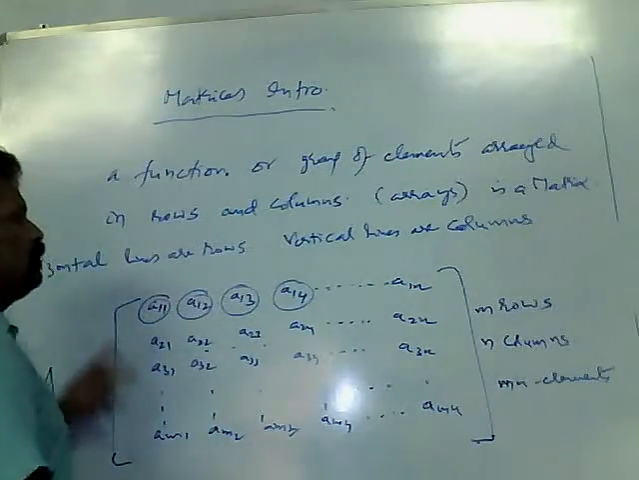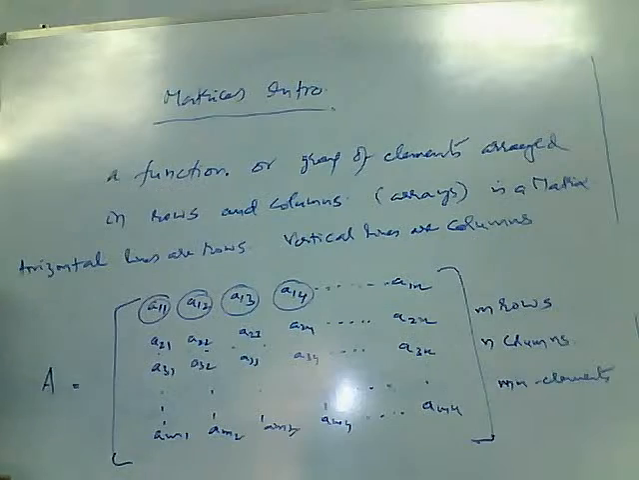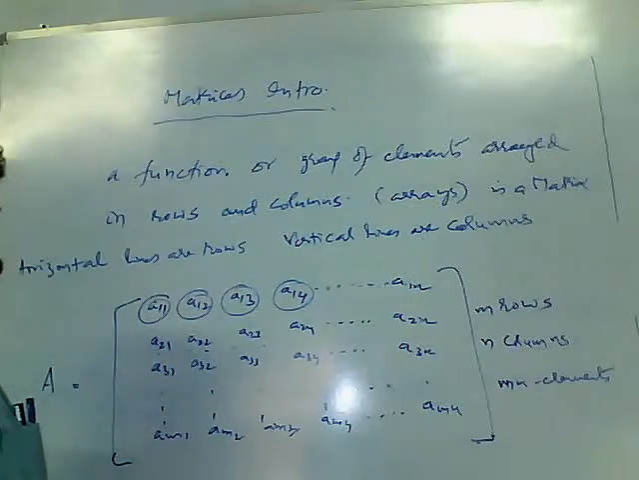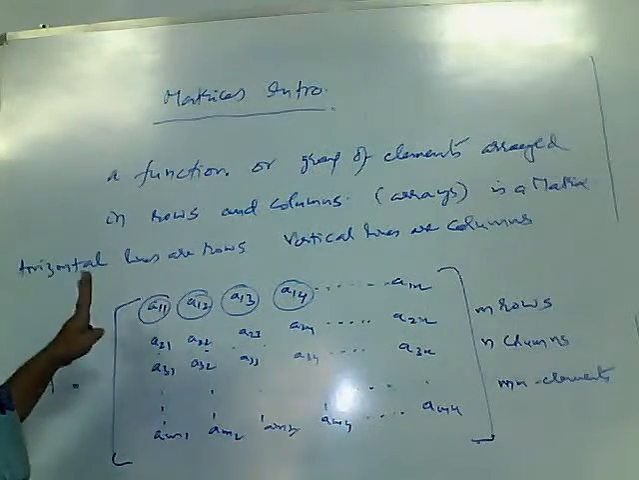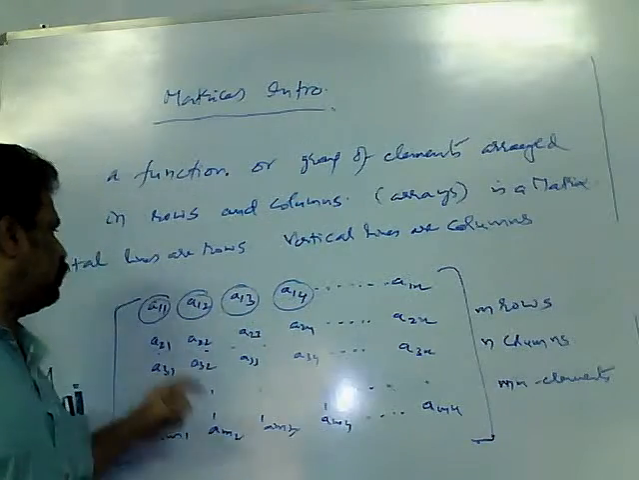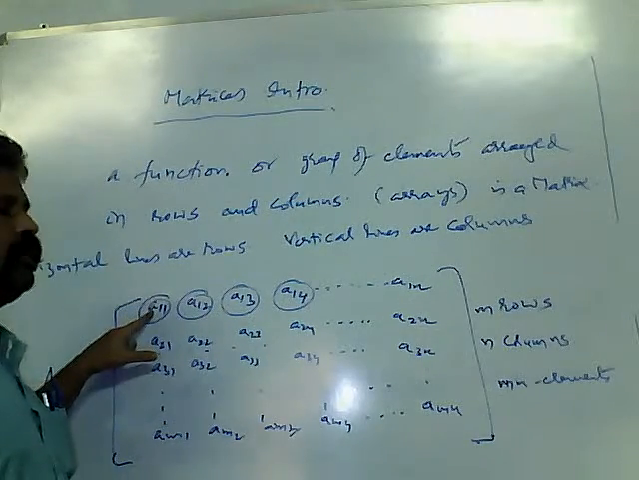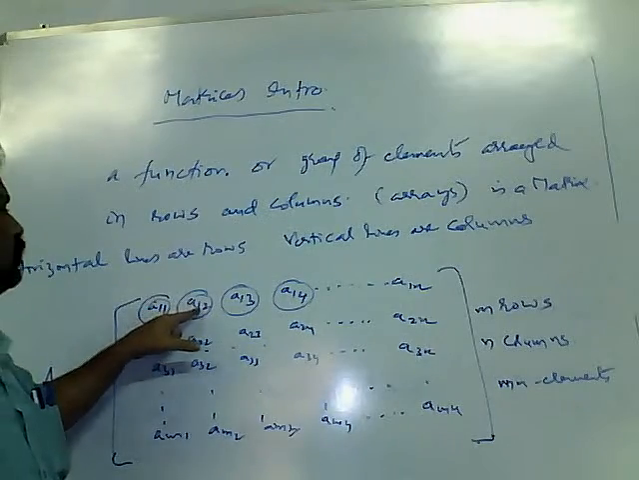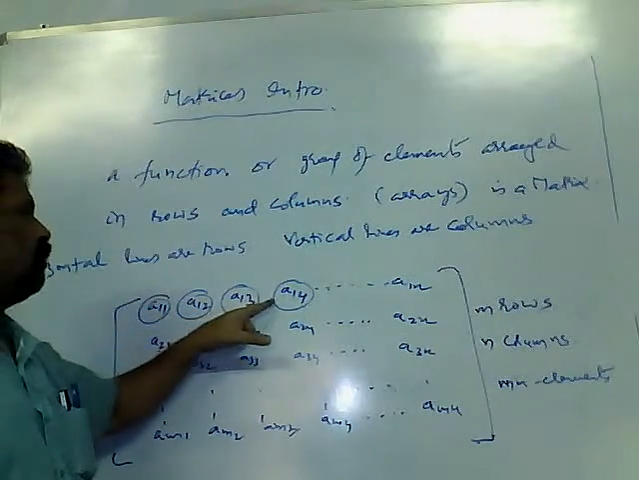I think you are clear with this part, right? Once again, I'm saying a matrix is a set of elements arranged in rows as well as columns. There are some matrices we can discuss which have only rows or only columns. That's a different case, right? One row, one column like that. But standardly we take a matrix with M rows and N columns. This is the location of the element: first row, first column, first row, second column, first row, third column, like that, right?